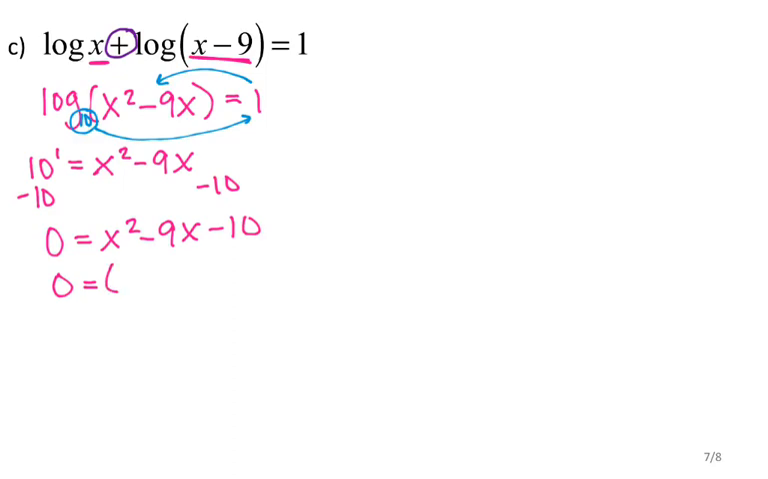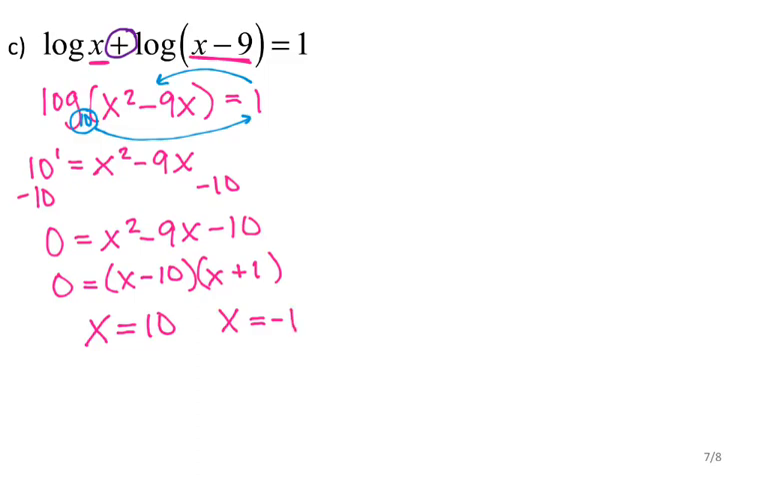I'm going to see if it's factorable. Are there two numbers that multiply to negative 10 and add to negative 9? There sure are. It's negative 10 and positive 1. So my first possible solution for x is 10. Second possible solution for x is negative 1.